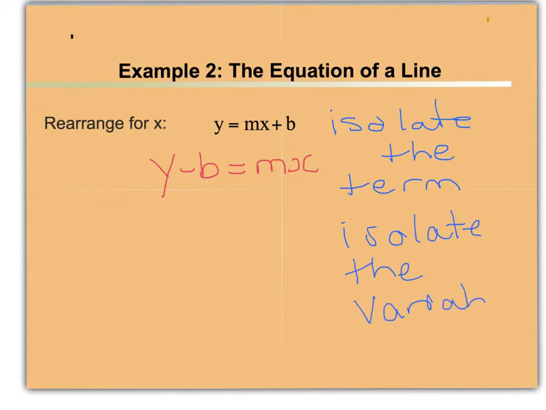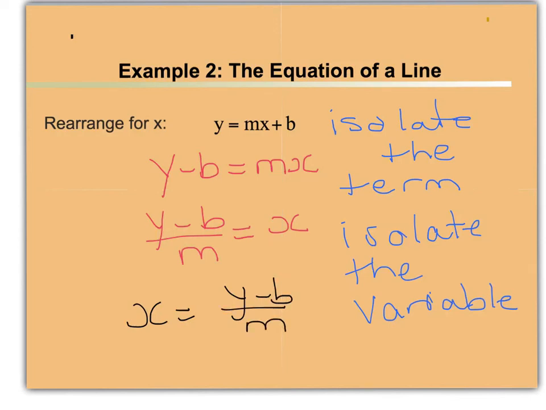The variable is being multiplied with m. So I will need to divide by m on the other side of the equation. We can rewrite it so that x is isolated on the left side.